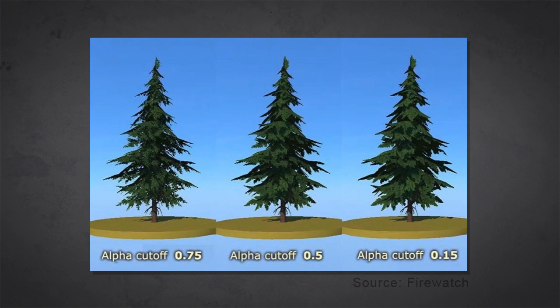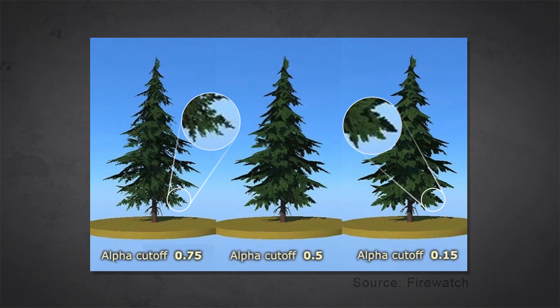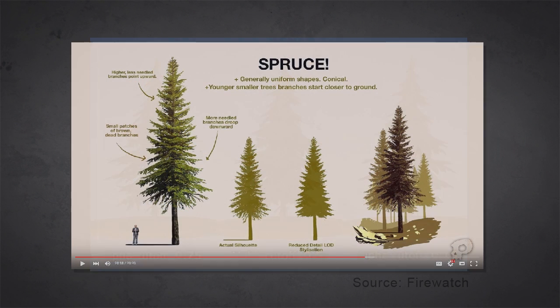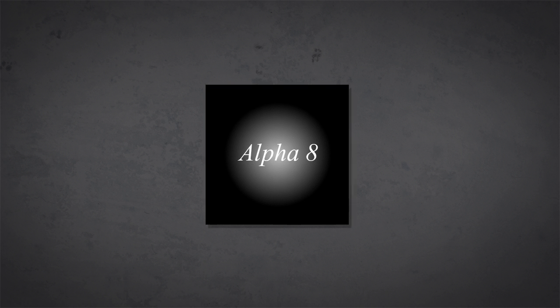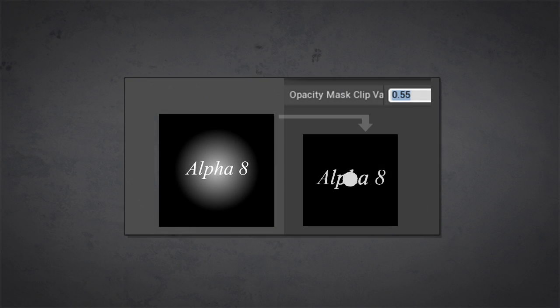For example, in Firewatch, they use the threshold to make trees in the distance have less detail. And if you are interested in that topic, I strongly recommend to watch the whole talk. It's really interesting. And here's another stunning example which I really like. This is my texture you just saw earlier, and here you can see what happens when I manually change the threshold value. And here you see a particle system doing exactly that, but of course with a different texture. It spawns a particle, and over its lifetime, the threshold is increased. Isn't that amazing? I really like it.